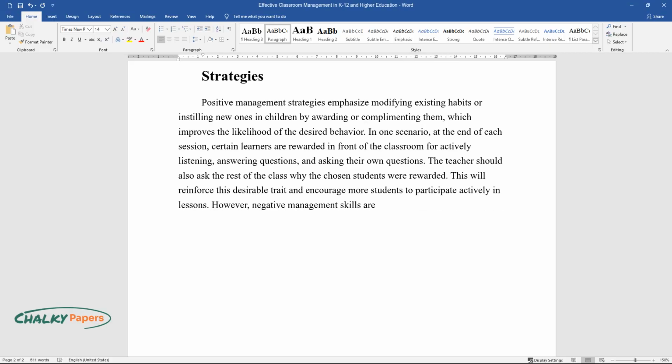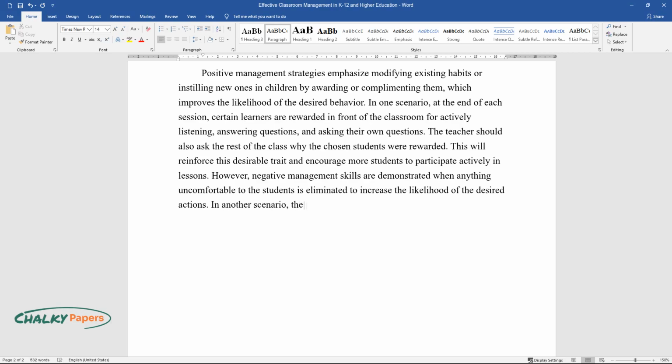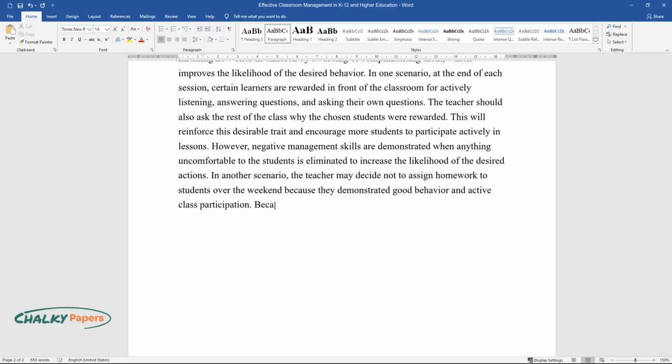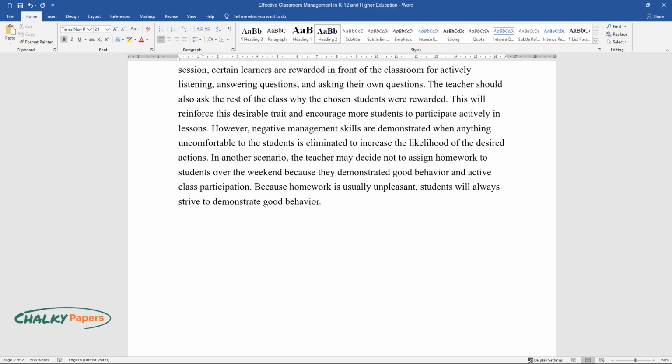However, negative management skills are demonstrated when anything uncomfortable to the students is eliminated to increase the likelihood of the desired actions. In another scenario, the teacher may decide not to assign homework to students over the weekend because they demonstrated good behavior and active class participation. Because homework is usually unpleasant, students will always strive to demonstrate good behavior.